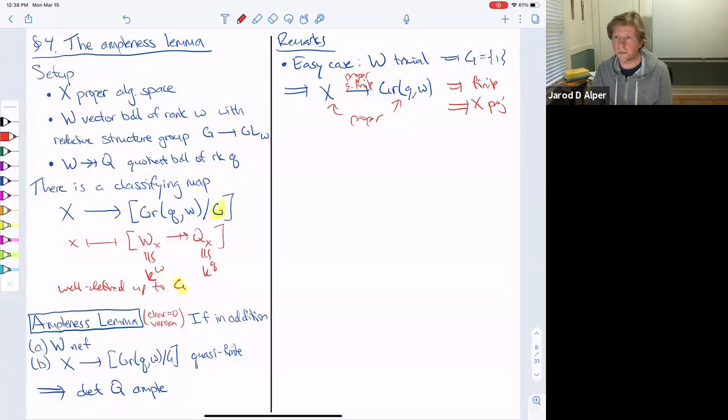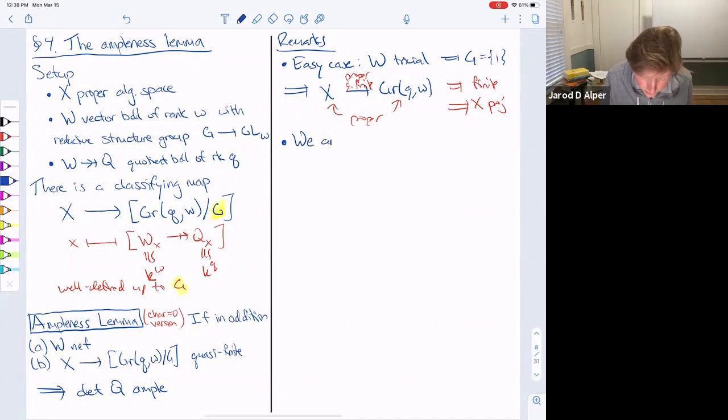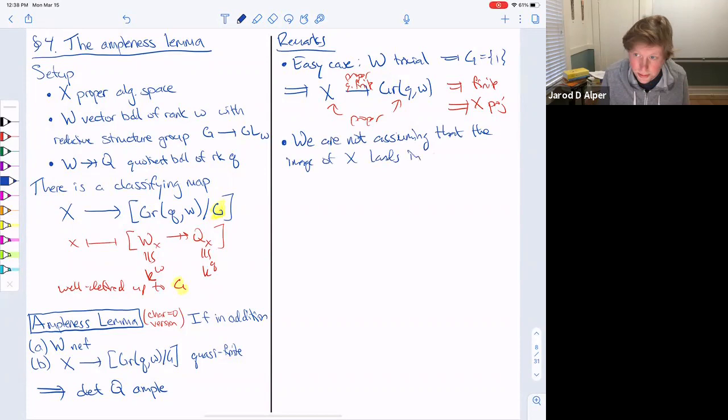Of course W is not always trivial, but you're balancing out the non-triviality of W with the semi-positivity of W. That's the magic of this argument. And note, we are not assuming anything about the stability of the image. We are not assuming that the image of X lands in the G-stable locus.